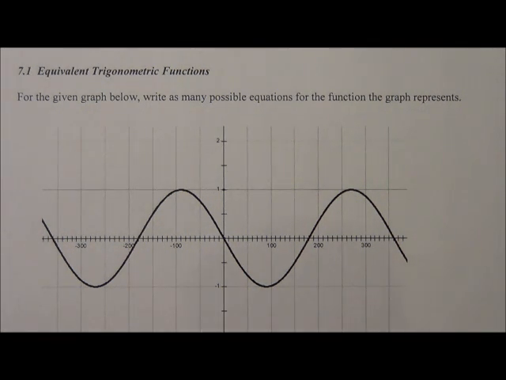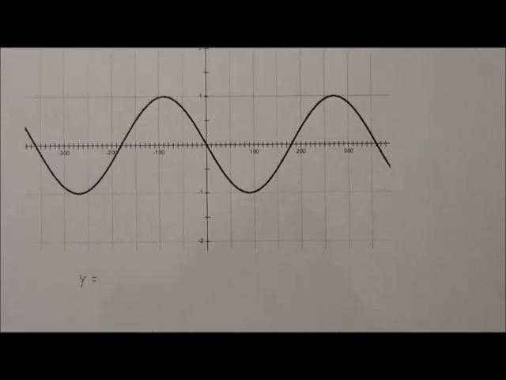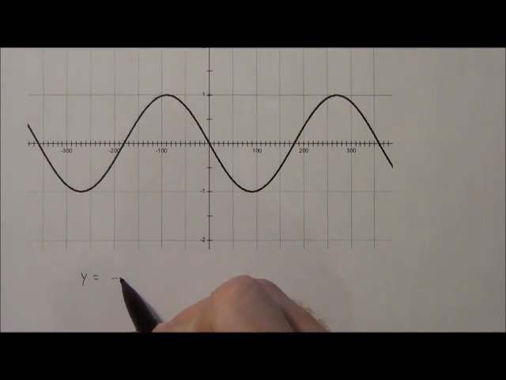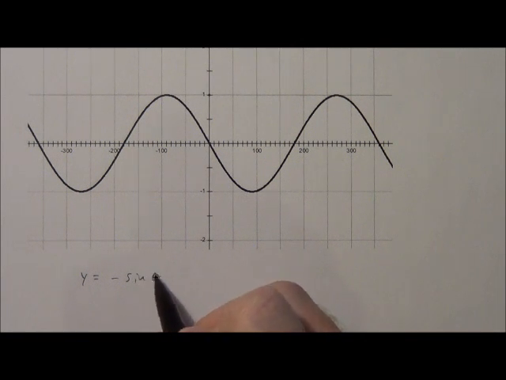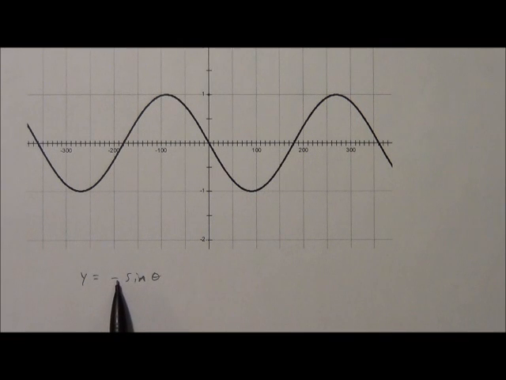Okay, so there are a few obvious ones here. One could be y equals negative sine theta. The negative out front is a vertical reflection in the theta axis, so it's a vertical reflection.